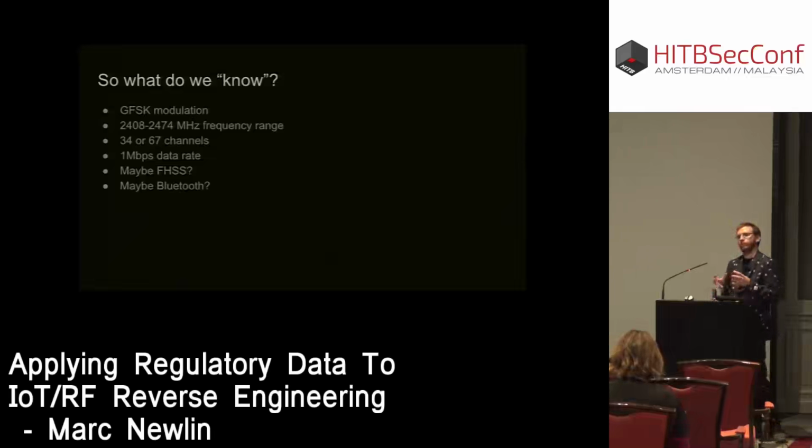So now that we've gone through these sources, we have a fairly good idea of what the physical layer radio characteristics are for this device. Here we can say with confidence that it's GFSK modulation. We can say with confidence that it's this frequency range. We know that it has some number of channels that we'll still need to figure out. We know that it's a 1 megabit data rate. And it has said Bluetooth and frequency hopping, but that's likely not the case, but we'll confirm that.